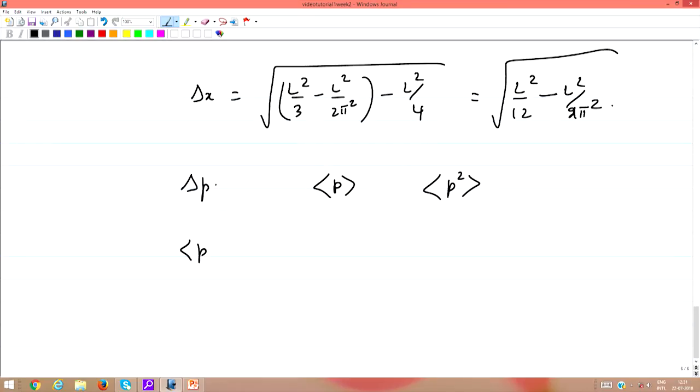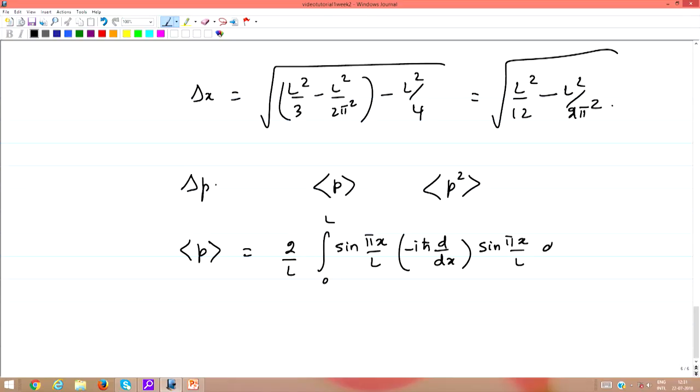The average value for p, now you have to be careful about placing the operator between the wave functions, as is the requirement in the calculation of the averages, namely it is 2 by L, the integral 0 to L, sine pi x by L, and the operator for p is minus i h bar d by dx, and the wave function on the right hand side is also sine pi x by L dx.